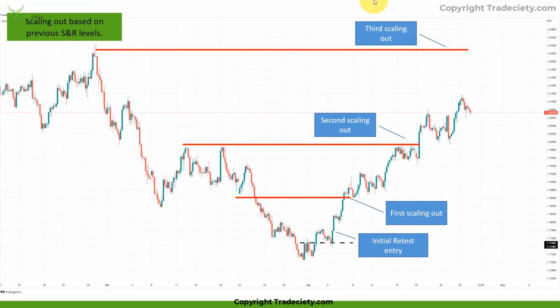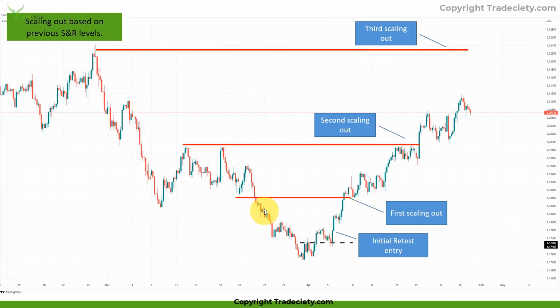And when we talk about scaling out, it works the same, just in reverse. So we have our first initial entry. Let's say we get in here on the break and retest. Let's assume we trade the reversal. So we get in long here on the retest or pullback. And then what we can do is, if we don't want to ride our trend for a long time and always have the unrealized profits there, we can decide to book profits along the way.